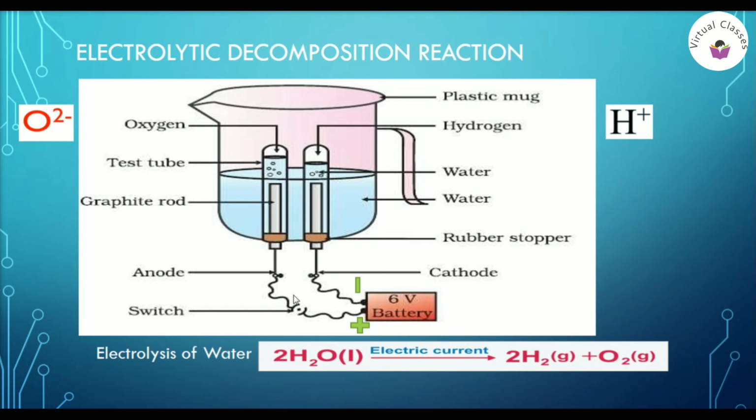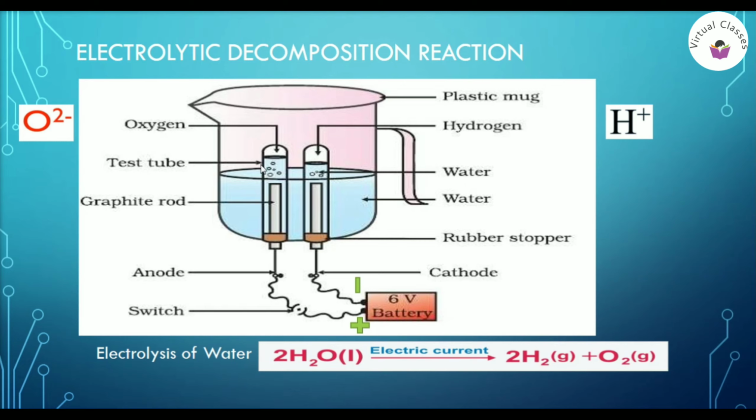As the current is passed through, the water breaks to form H2 and O2 gas. We have read that opposite charges attract each other. Hence, O2 gas, which exists as negative ion, gets collected towards the positive electrode, which is anode. Whereas H2 gas, which exists as positive ion, gets collected towards the negative electrode, that is cathode.